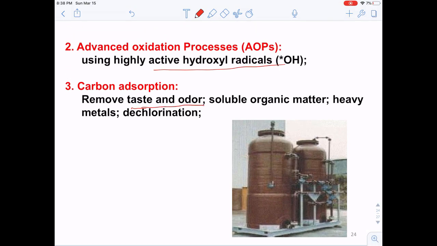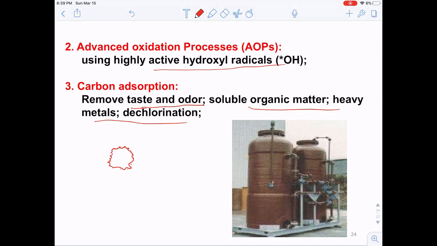Okay, so we can also use the carbon adsorption to remove the taste and the odor of the water, and also can remove some of the dissolved organics in the water or heavy metals, or we can also use that for dechlorination if we introduce too much chlorine in the water. So the adsorption, as I introduced earlier in the class, mainly happens at the surface of these particles here. These particles will have a very high surface area, and then these molecules, odor molecules or organic molecules, will get attached onto the surface of these particles here.